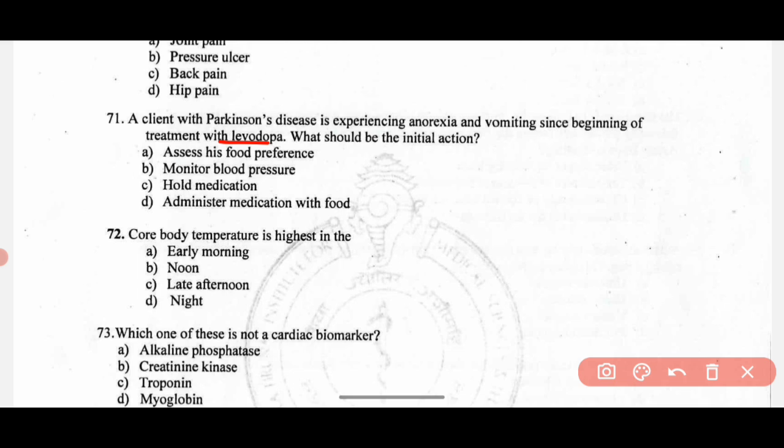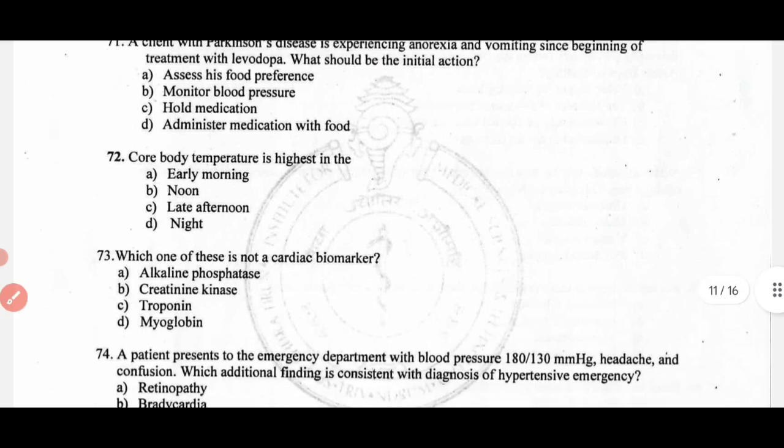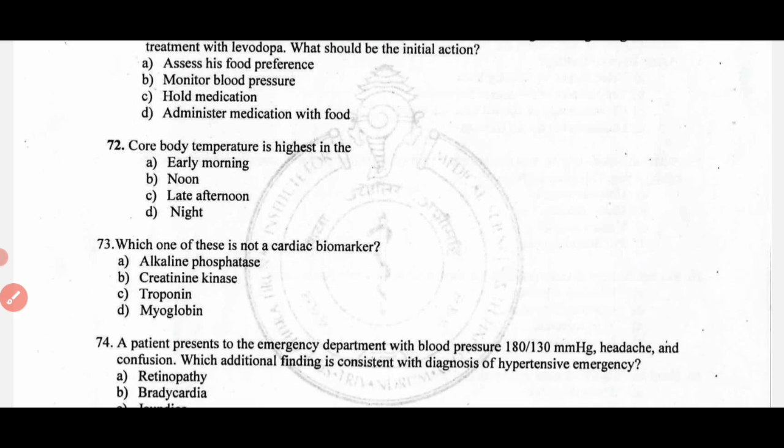But if the patient is experiencing anorexia and vomiting while taking it before or after the food, that time he can take the medication along with the food. But make sure the food does not contain a high amount of protein, because protein will interfere with the absorption of the levodopa. So you can give normal food which is not rich in protein, and along with the food you are supposed to give the levodopa medication. So here the right answer for question number 71 is option D. Next one, question number 72. Core body temperature is highest in.